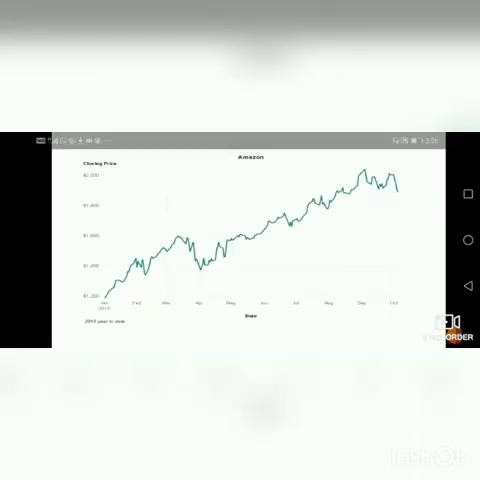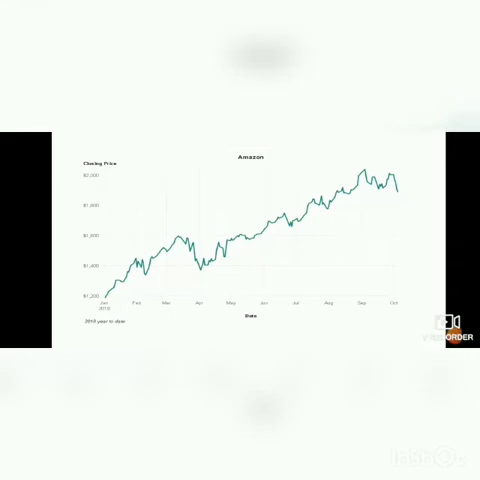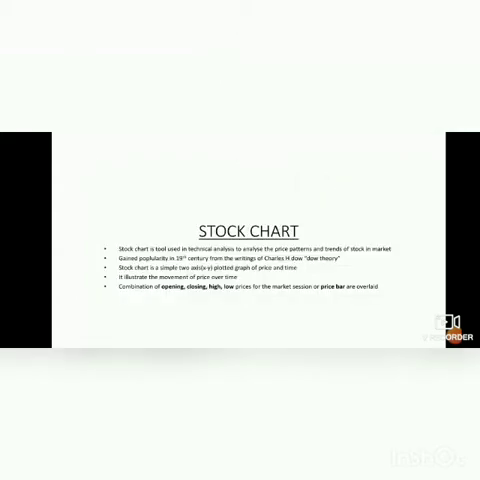In this, we can see the price is shown on the y-axis and the date or period is shown on the x-axis. In January 2018, the price of the stock was $1,200 and in October it nearly came to $2,000. So it illustrates the movement of price over time. It shows the combination of opening, closing, high and low prices of the market session, or simply the price bar.